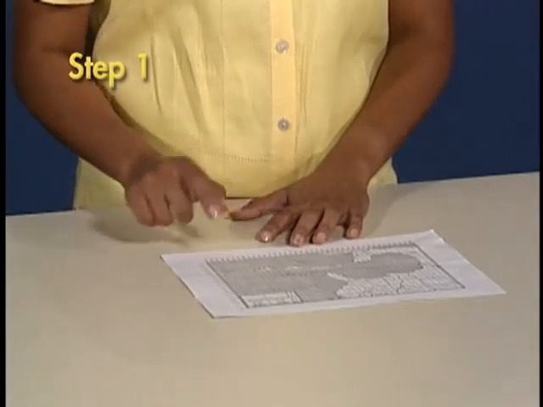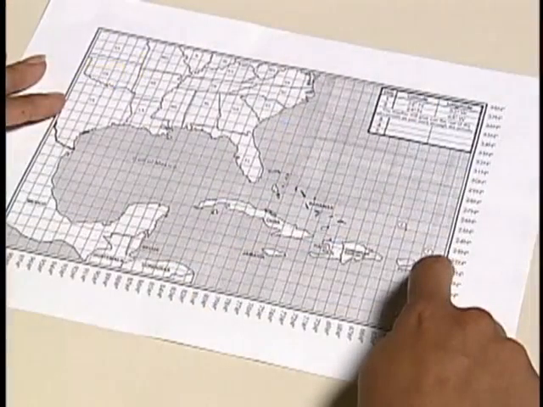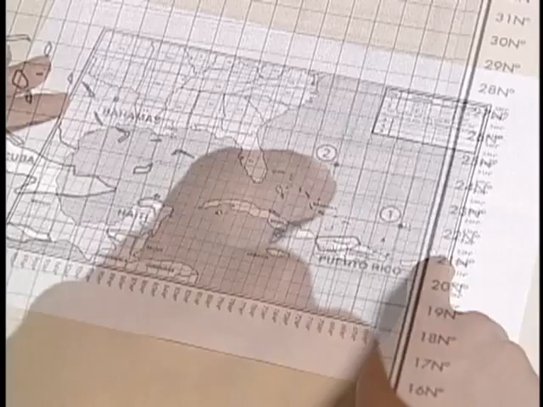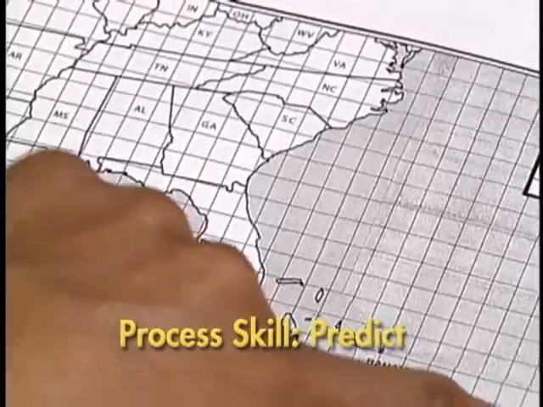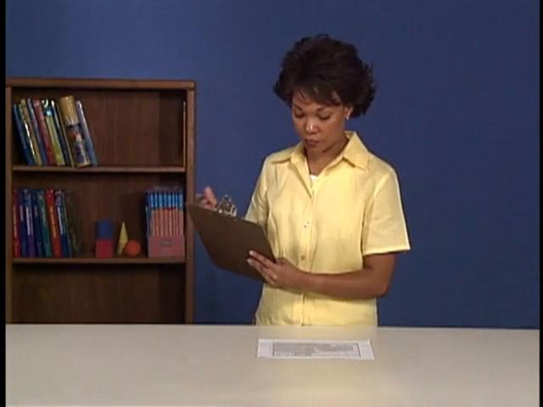Step 1. Look at the storm map. Find where the hurricane was on day 1 and day 2. Think about its direction. Predict where it will go. What places should receive a hurricane warning? Record your first prediction in a chart.